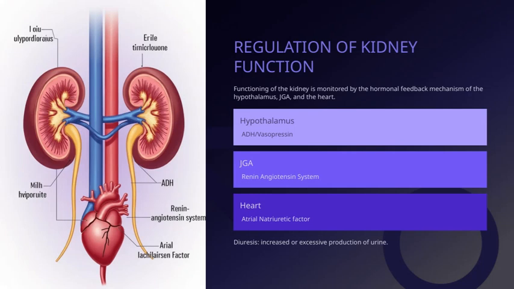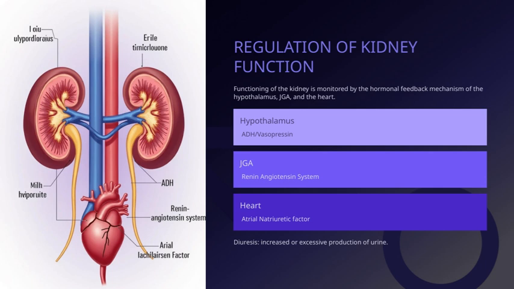Let's talk about diuresis, which is simply the increased or excessive production of urine. This process is crucial for maintaining fluid balance in the body. Now, several factors and systems work together to regulate kidney function and ensure this balance is maintained properly. One key player is the atrial natriuretic factor, or ANF, which is released by the heart. When the heart senses that blood volume is high, it releases ANF to promote the excretion of sodium and water, helping to reduce blood volume and pressure.